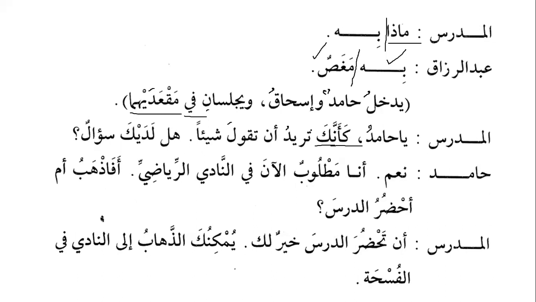All right, so turidu an taqula shay'an will be in the place of khabaru ka'anna, because ka is ismu ka'anna. So basically turidu is a verbal sentence, and after turidu we have an taqula and shay'an. Why is shay'an mansub over here?